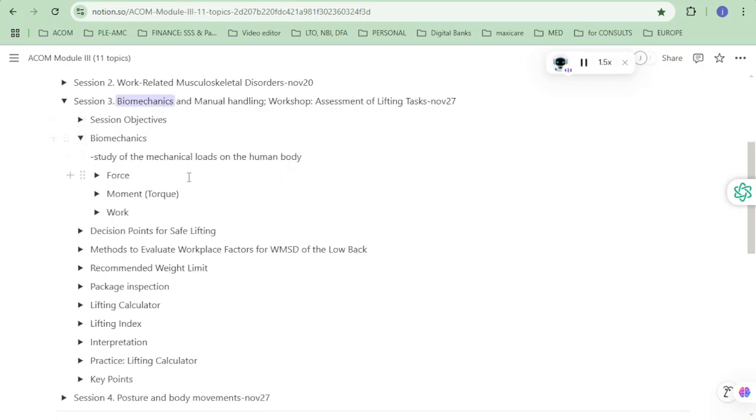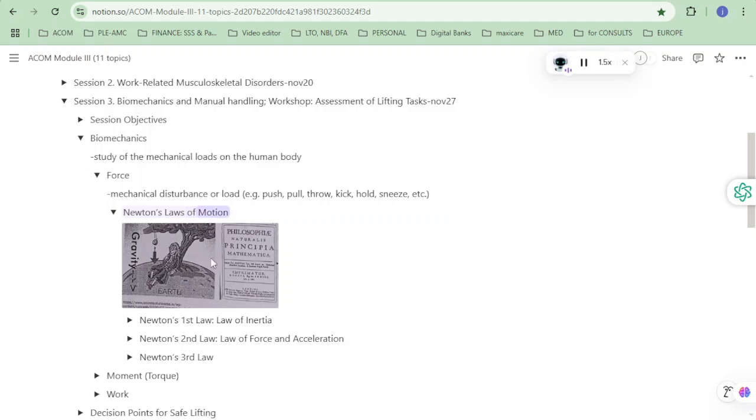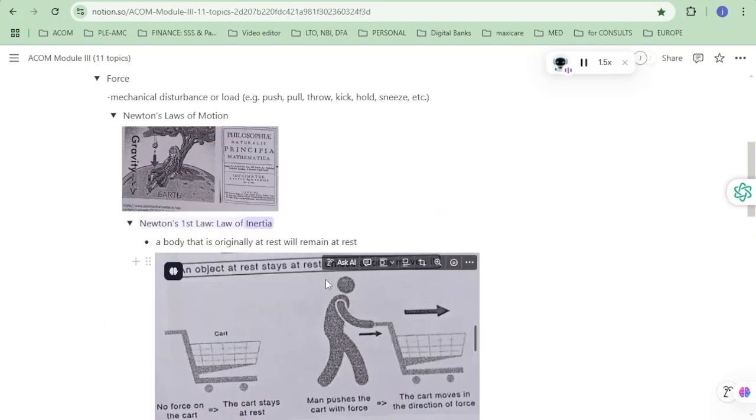Biomechanics. Study of the mechanical loads on the human body. Force. Mechanical disturbance or load, e.g. push, pull, throw, kick, hold, sneeze, etc. Newton's laws of motion. Newton's first law, law of inertia. A body that is originally at rest will remain at rest.